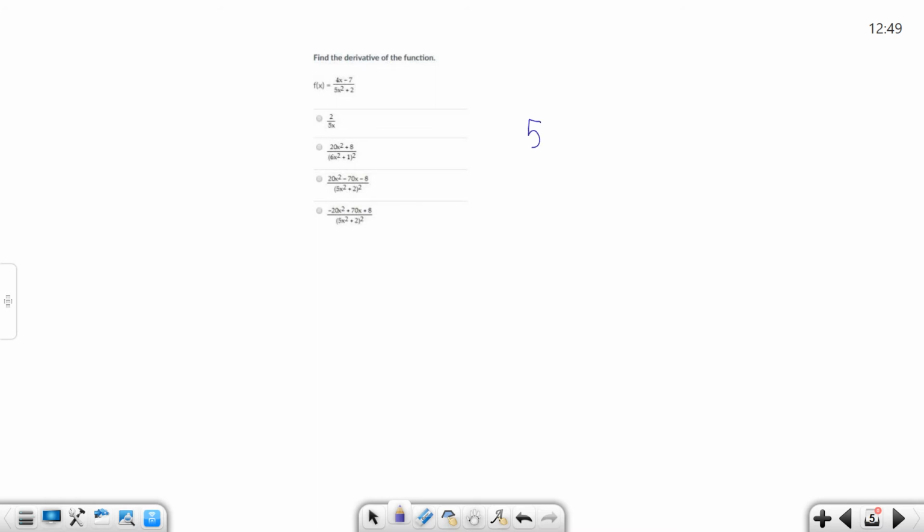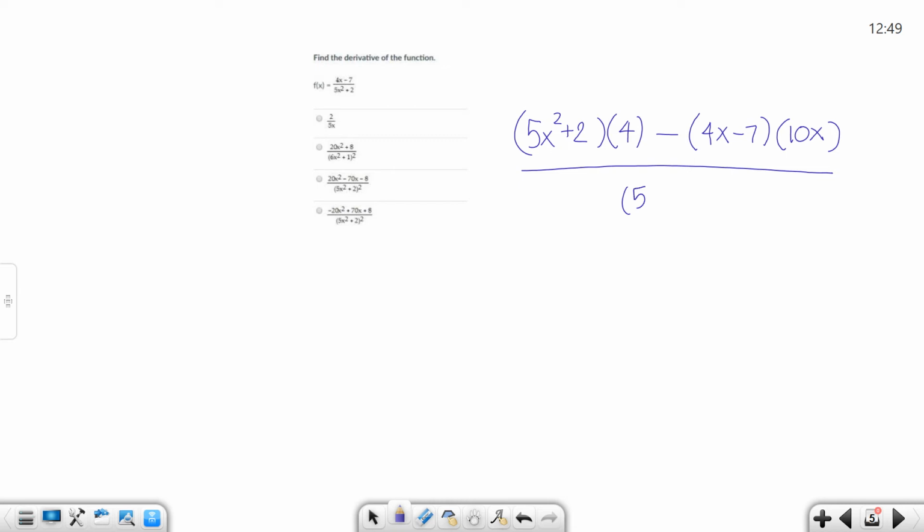So you're going to say low d high minus high d low over low squared. Low d high minus high d low over low squared. Okay, so let's clean this up.